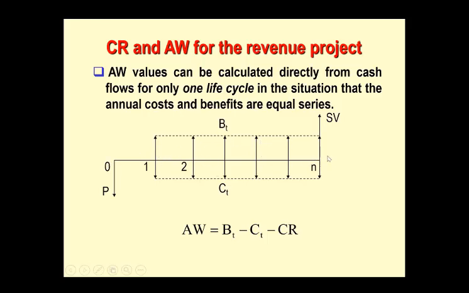If we have the special situation, we can find the net annual values by this formula: net annual value equals BT minus CD minus capital recovery. So for BT and CD here, we only have to calculate the capital recovery. This is very simple.